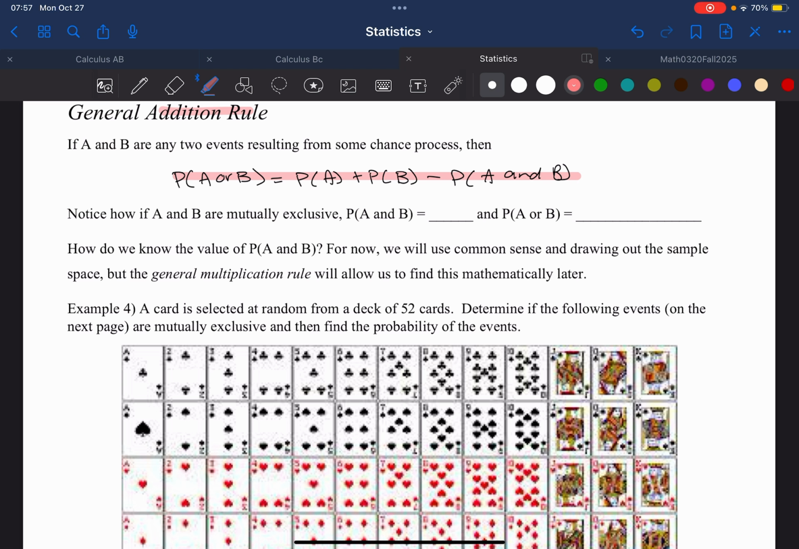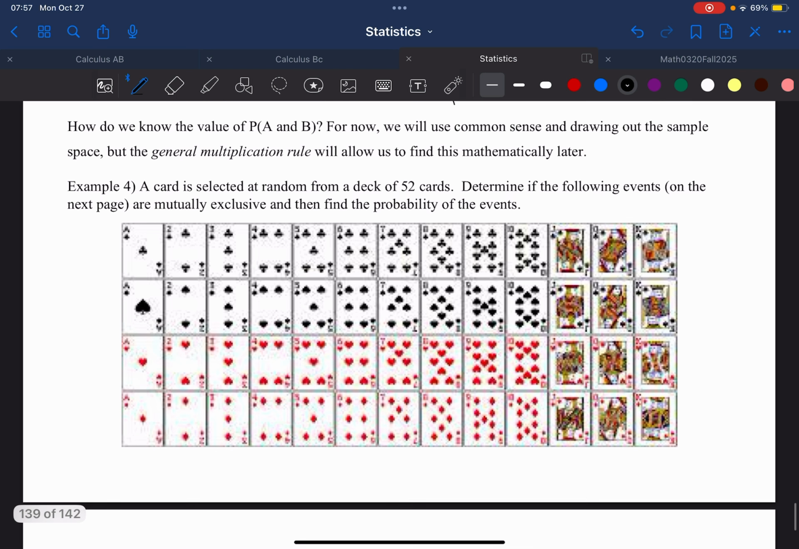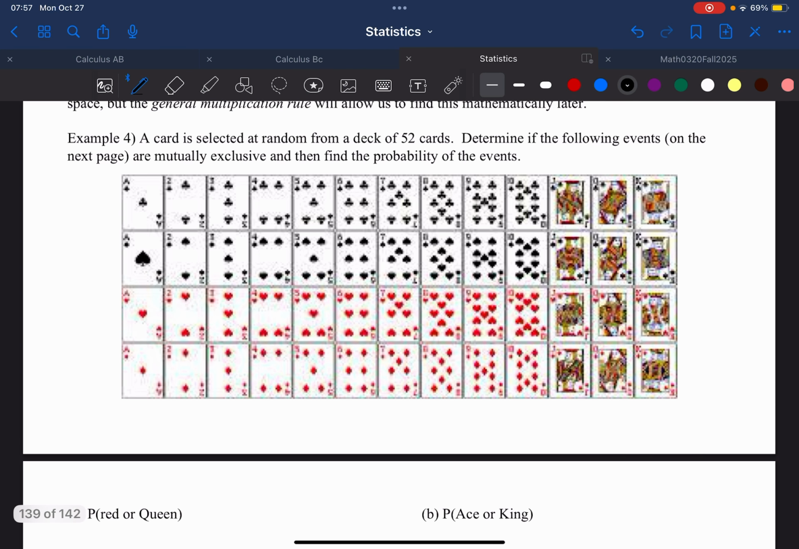If A and B are mutually exclusive, the probability of A and B is 0, which means that the formula for probability of A or B is probability of A plus probability of B, because technically subtracting 0 does nothing. Sorry, excuse me. How do we know the value of probability A and B? For now, we just use common sense. Later we'll learn about the multiplication rule.